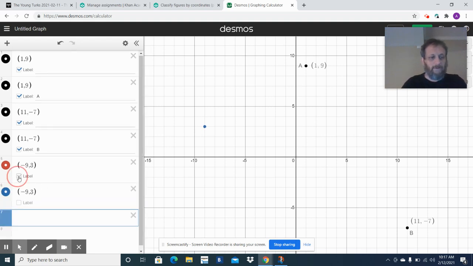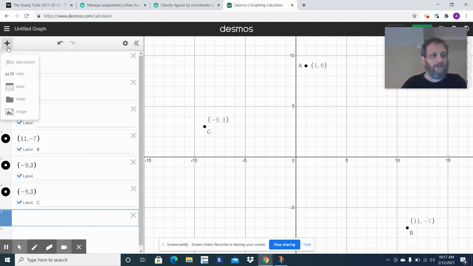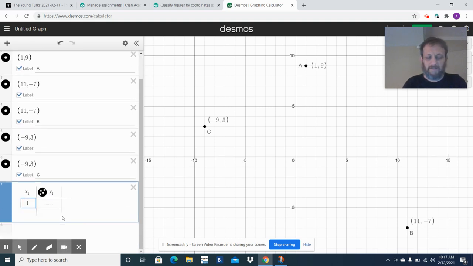And again, we want to label them both. And then this is the point C. And we're going to turn them both black. And then if I want to draw in the sides of the triangle, I actually have to do that by putting in a chart, a table, and then you have to put in each one of the points. So 1, tab 9, tab 11, and then negative 7.